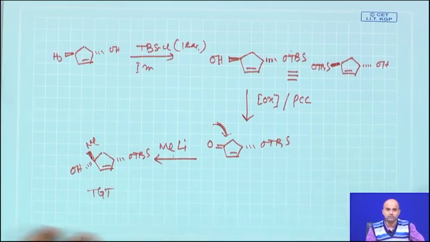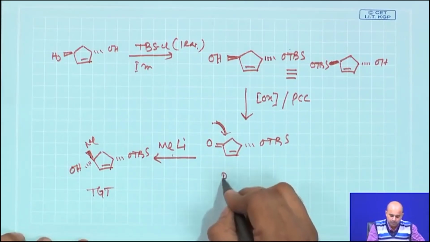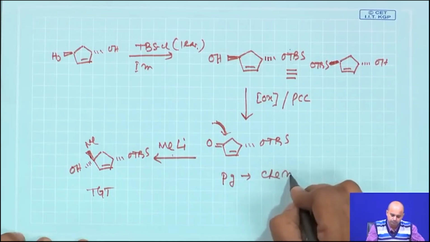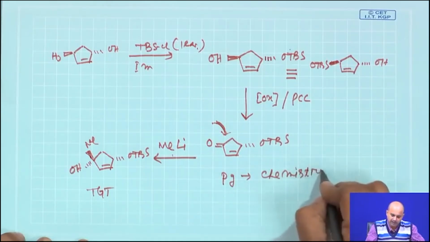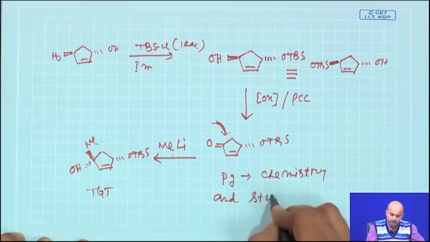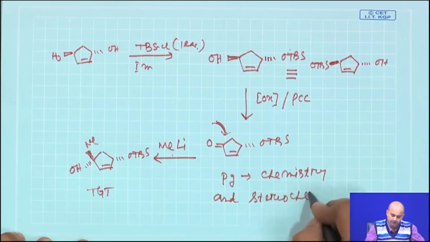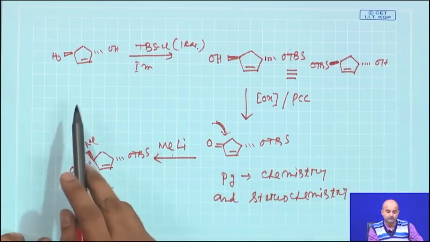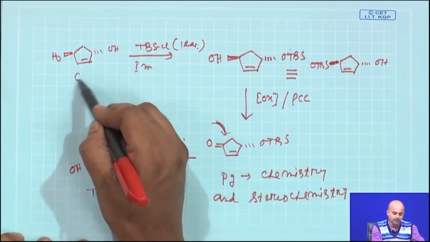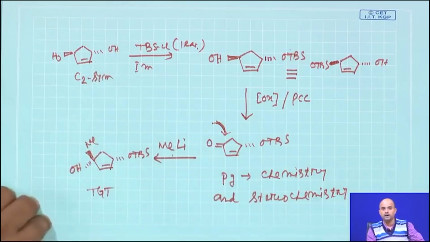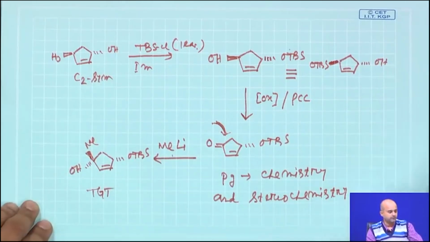I said this is a nice demonstration of protecting group based chemistry, PG based chemistry, and it also gives you an idea of how stereochemistry is very important in designing a synthetic pathway when you are talking about enantiomerically pure molecules. Particularly this case is very important as the starting material is having a C2 symmetry. We will be discussing this part a little bit later on when we talk about stereochemical strategies.